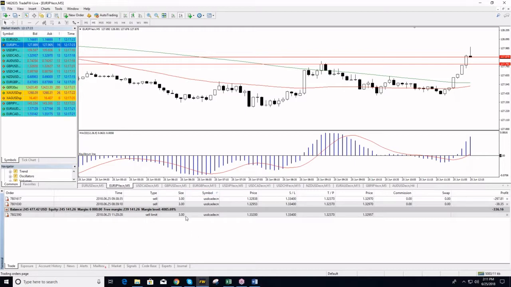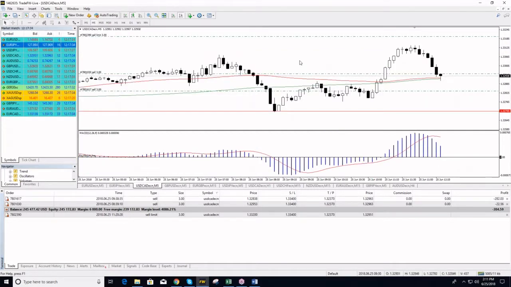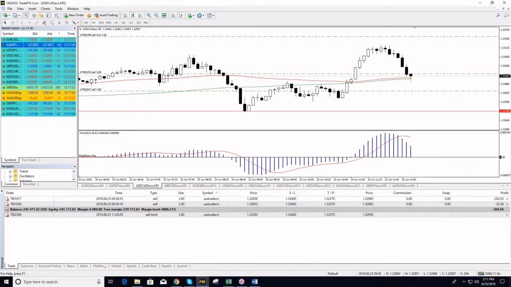And we are left only with dollar CAD trades for the afternoon session. Not bad at all, guys. I repeat, $4,500 on euro-yen and euro-dollar. And now we are only left with our dollar CAD short position trades.